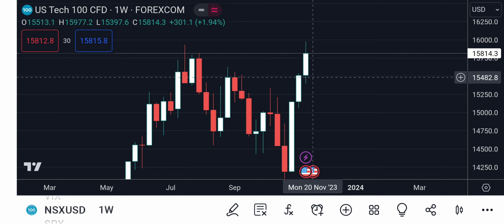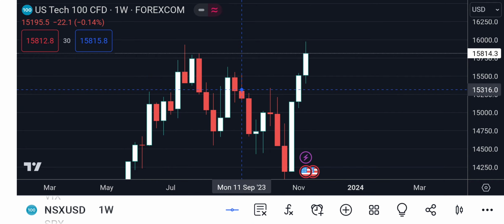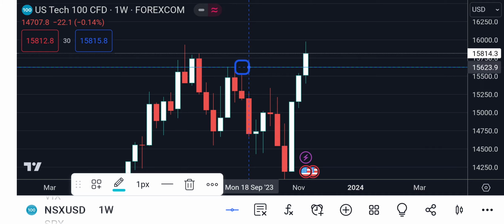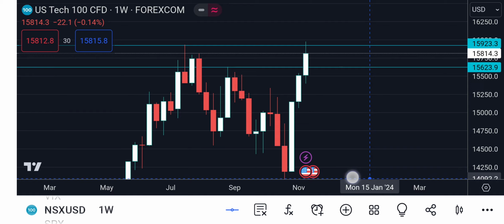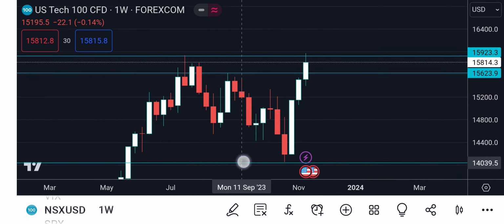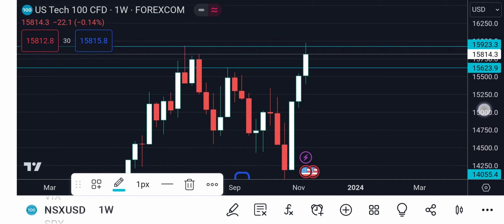The first thing I do when I approach the market on a new week is look at the nearest high or the nearest low that the market might go to. So this is the nearest high, and this is another high that is near, and then this is the nearest low over here, which is at the bottom. This is our nearest low here.